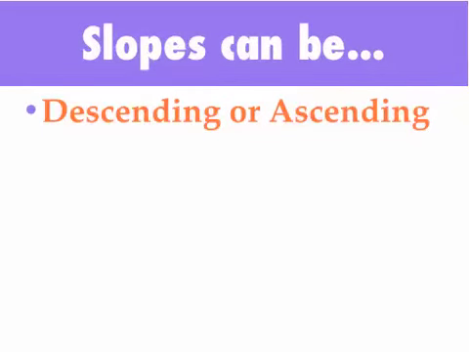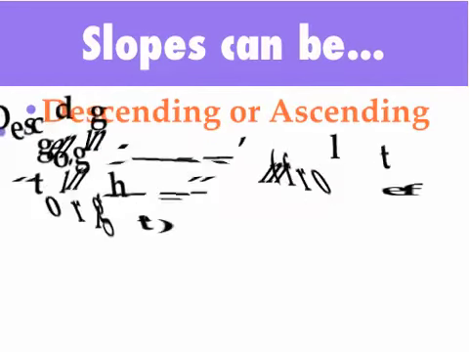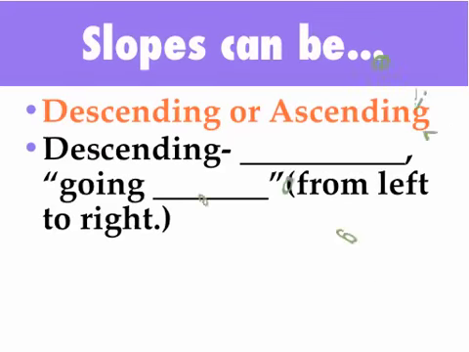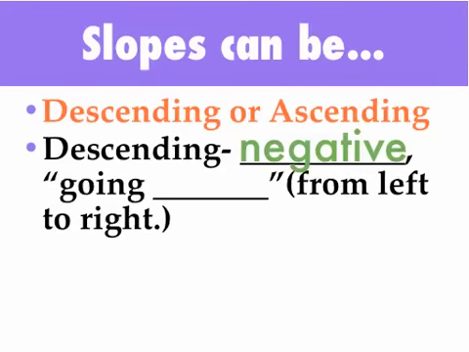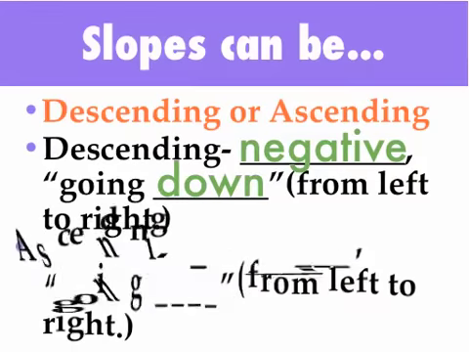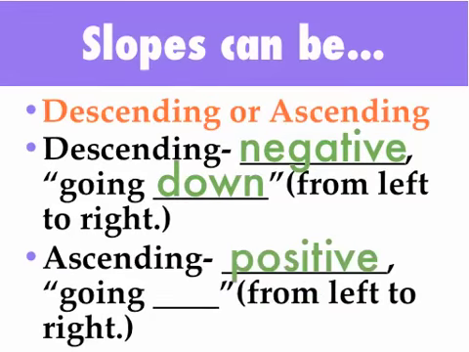When we talk about slope, we're talking about a graph of a line. It says slopes can be descending or ascending. A descending slope means that it is negative. It also means that it would be going down as you look at the graph from left to right. An ascending slope, on the other hand, is going to be positive, and it is going to be going up as you look at the graph from left to right.